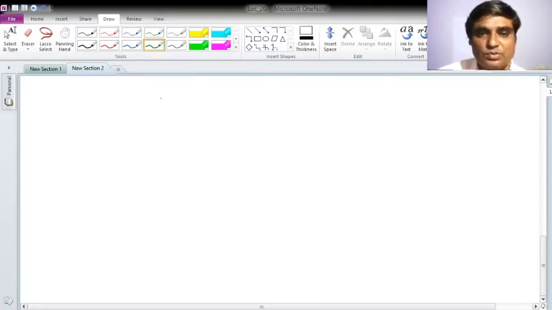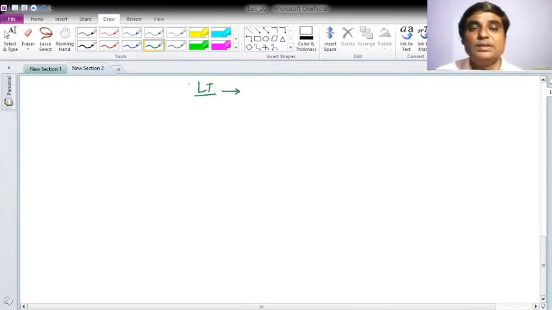Fine. So what is the Laplace transform? Let us see now. In the Laplace transform basically, we are using the variable s, which is the complex frequency.